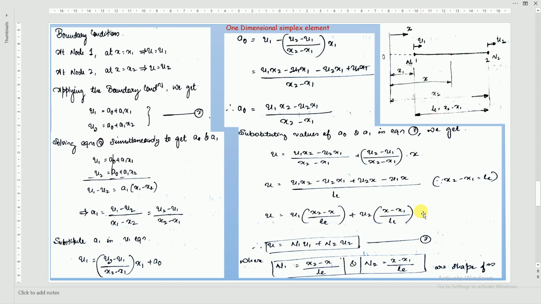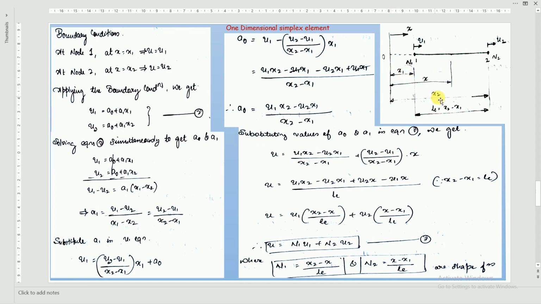Sir, what is the difference between u1 and x1? Actually here u1 is the nodal displacement at node 1. u1 is nodal, and x1 is not the displacement, it is the distance of node 1 from the origin. So when you apply a force to this element, node 1 will displace by distance u1 and node 2 by u2 displacement, and this is the distance from a reference origin. Got it?